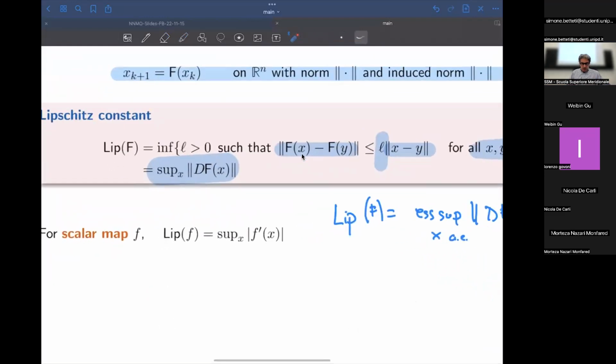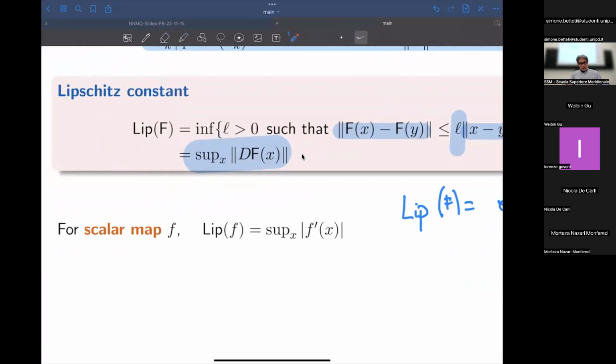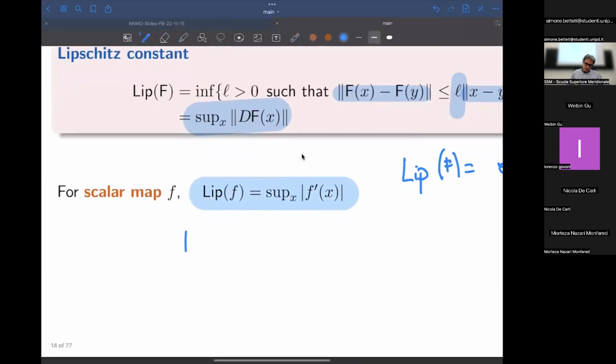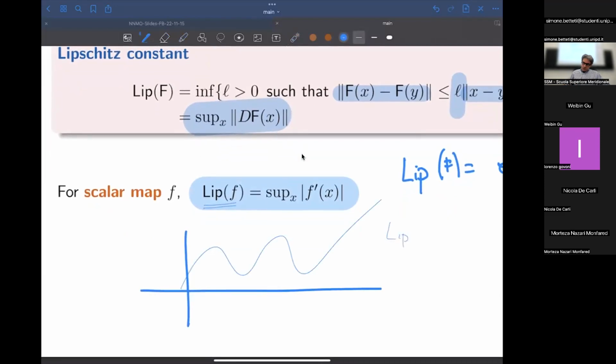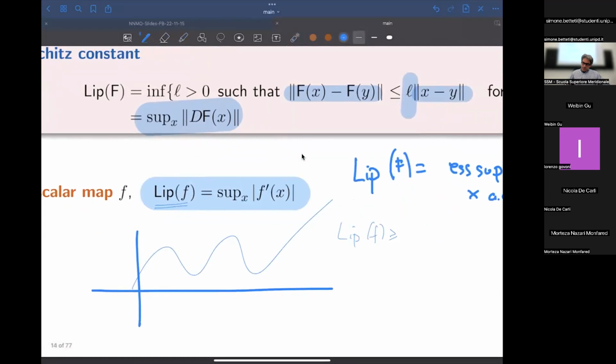Now, if the map F, capital F, is scalar, lowercase f, then the induced norm is just the absolute value. Not a big deal. The Lipschitz constant is the supremum of the absolute value of the derivative. It's not a Jacobian, it's just a derivative. You could have a function that goes up and down, something like that. You compute the derivative, you take the absolute value. So the Lipschitz constant is an upper bound: the Lipschitz constant of f is greater than or equal to f prime at any x, and also minus f prime at any x. It is the max of this.